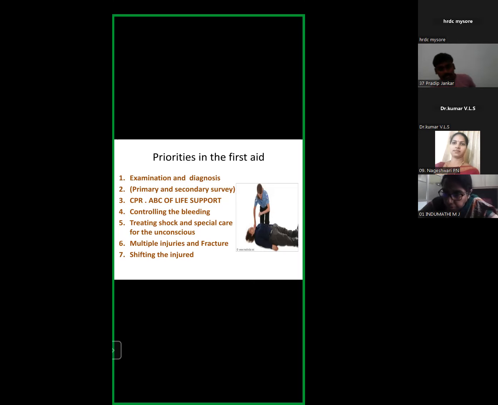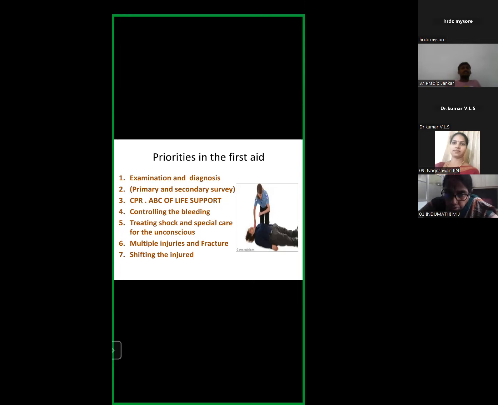And the fourth priority is controlling bleeding. The fifth one is for multiple injuries, unconscious. The sixth one is for multiple injuries, fracture, and shifting takes the last priority. And please note that there is no priority for giving water.